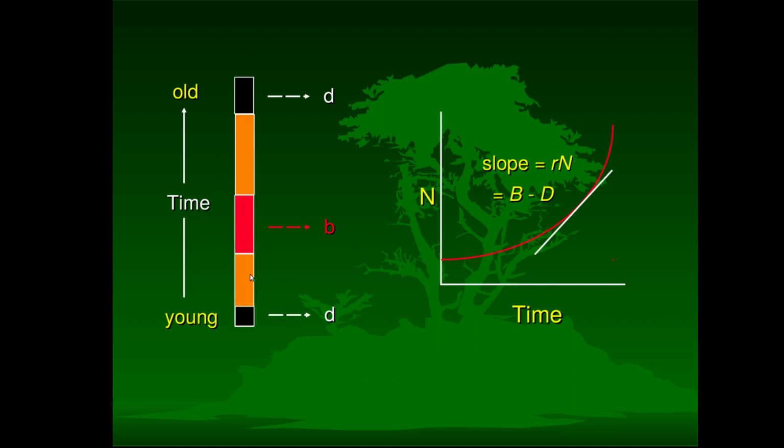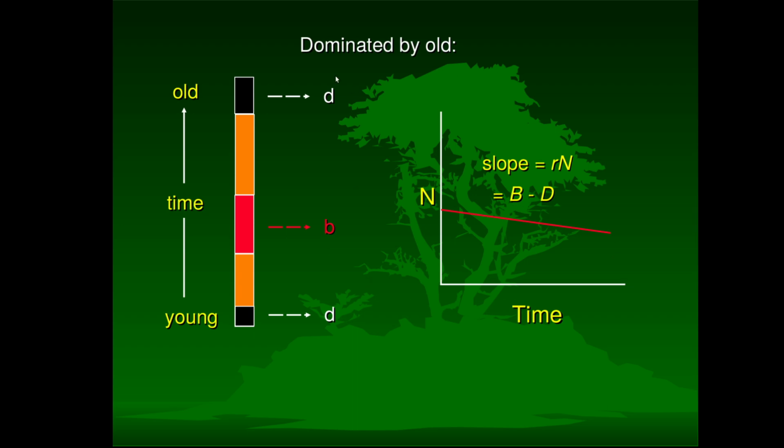All right, so if you look at the lifespan of an individual, the very young contribute only deaths, the very old contribute only deaths to the population trajectory, and intermediate age individuals contribute births. So the slope of the population trajectory, which is the rate of population increase, that's little r times N, which is birth rate minus the death rate. So birth rate minus the death rate is determined in part by the relative numbers of individuals of these ages.